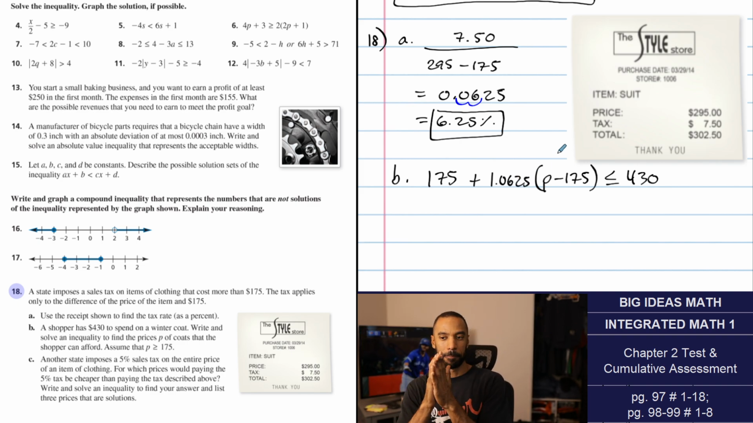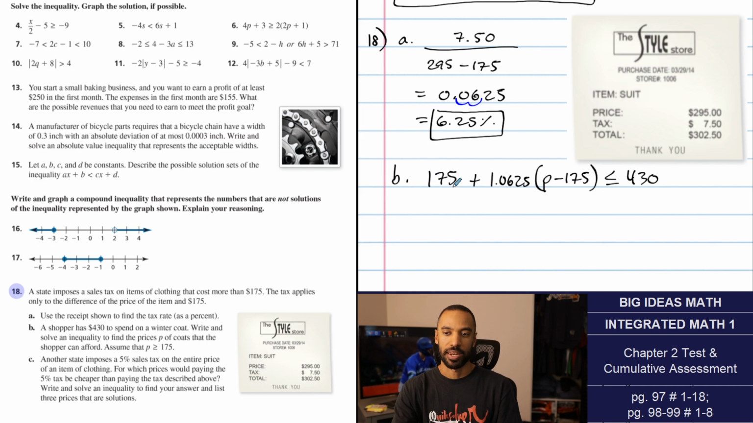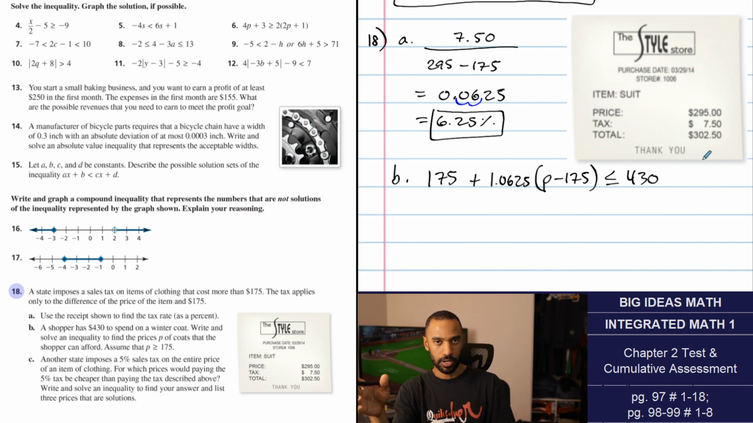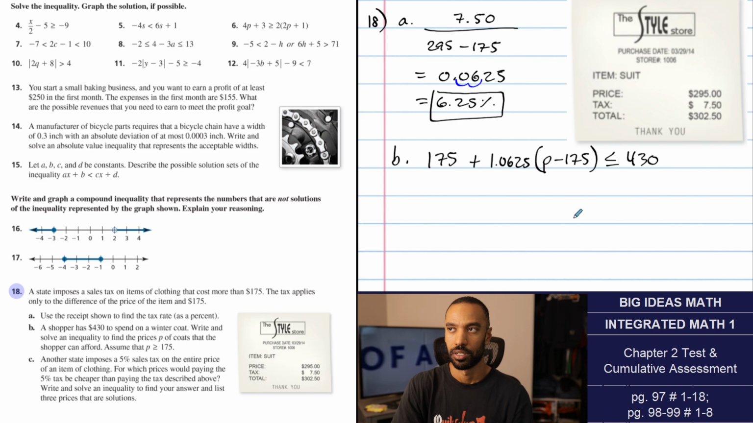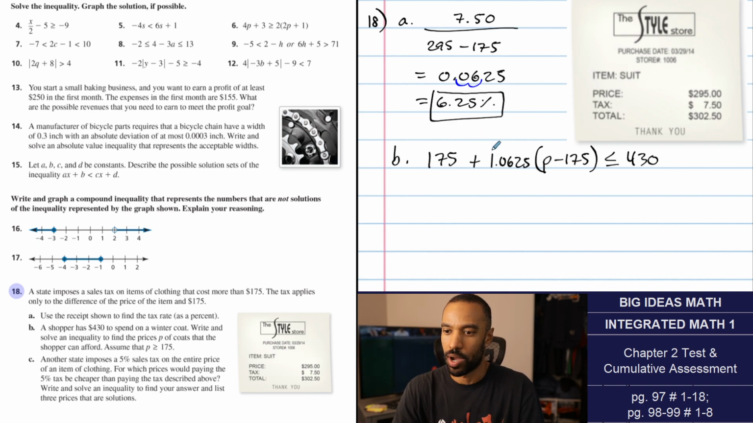What we're doing is spending this baseline amount here. We're going to solve for a P that represents the total amount, which needs to be within $430. And the amount past 175, the difference between itself and 175, will be taxed 6.25%. Okay, I think that's my setup. If that's the case, I'm going to go to work.